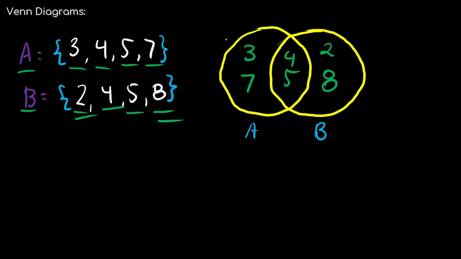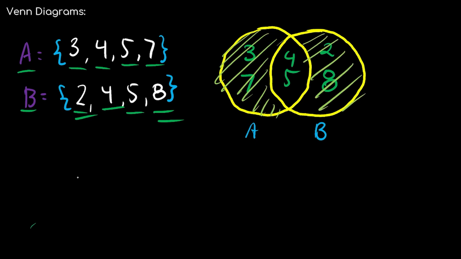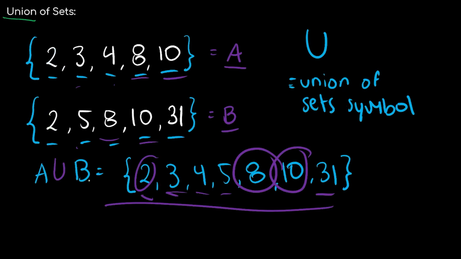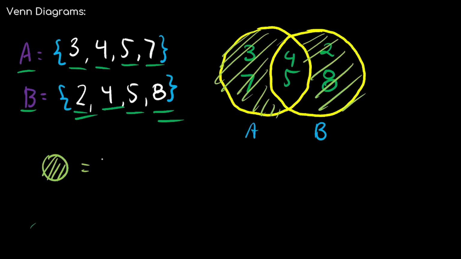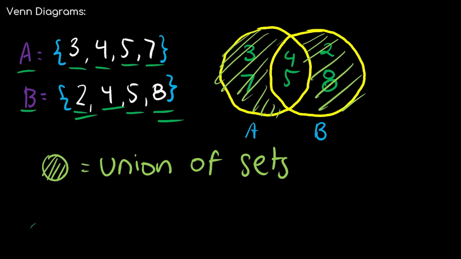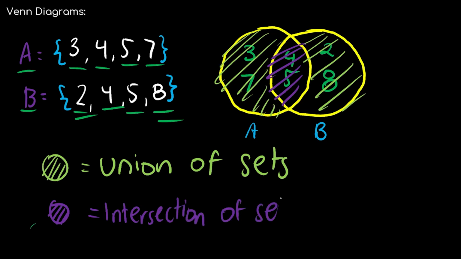So if you add up this section, okay, I'm gonna use a different color pen. Let's use this. If this plus this, that is gonna be the union of sets, the adding of the two sets. Right here, this is the union of sets. And then right here in the middle will be the intersection of sets. That's all for today, and I'll see you in the next video.